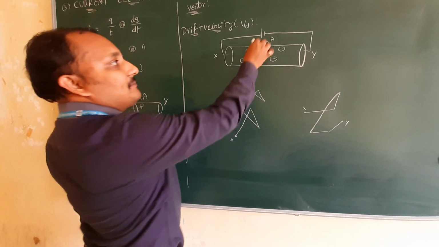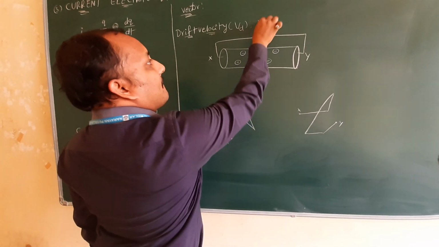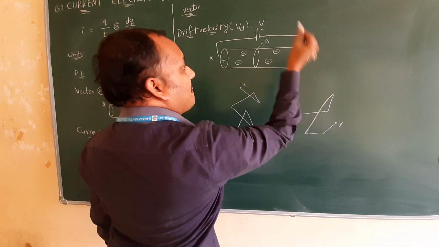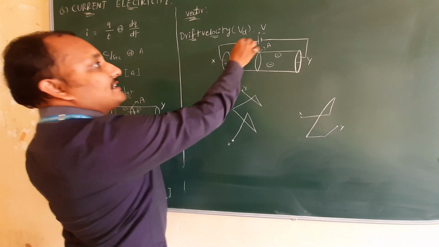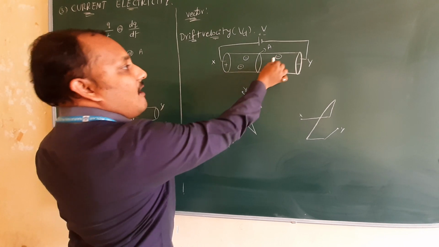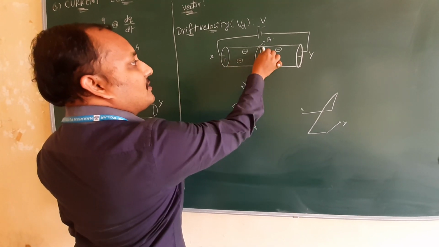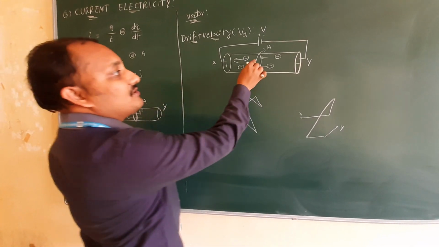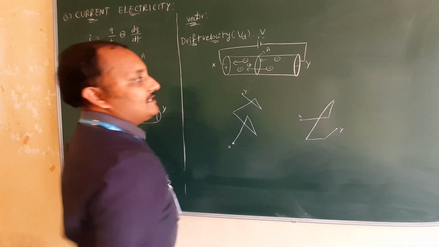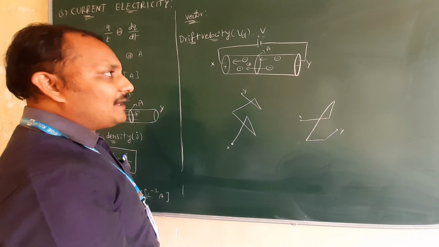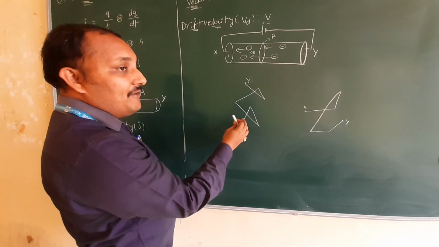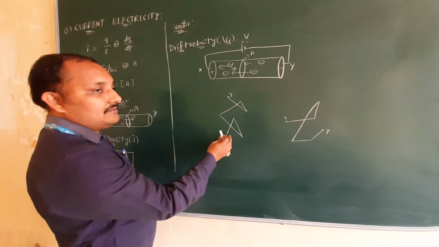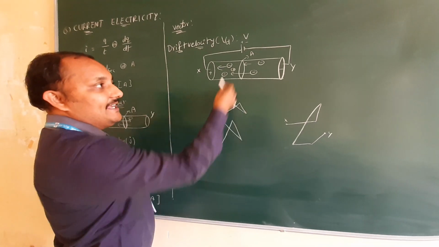Whenever I connect the positive terminal of the battery, a potential V is connected to X. This will become positive and this will become negative. Whenever I connect this one to the positive terminal, all these electrons will move towards the positive terminal. All positive charges will move towards this terminal, isn't it? Now, this is before applying potential. This is the direction of the path of the electron.